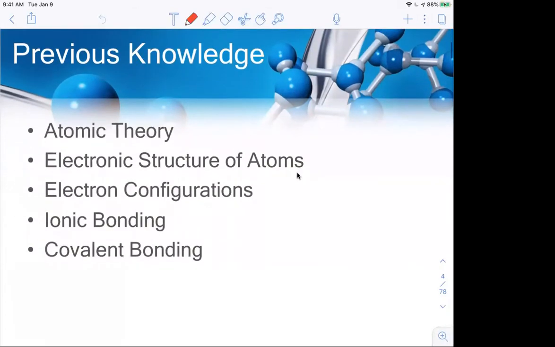What you should be bringing to this class is an idea of atomic theory, how electrons are populated in atoms or in orbitals around the nuclei of atoms. You should be able to draw electron configurations, and you should be fairly comfortable with ionic and covalent bonding models.